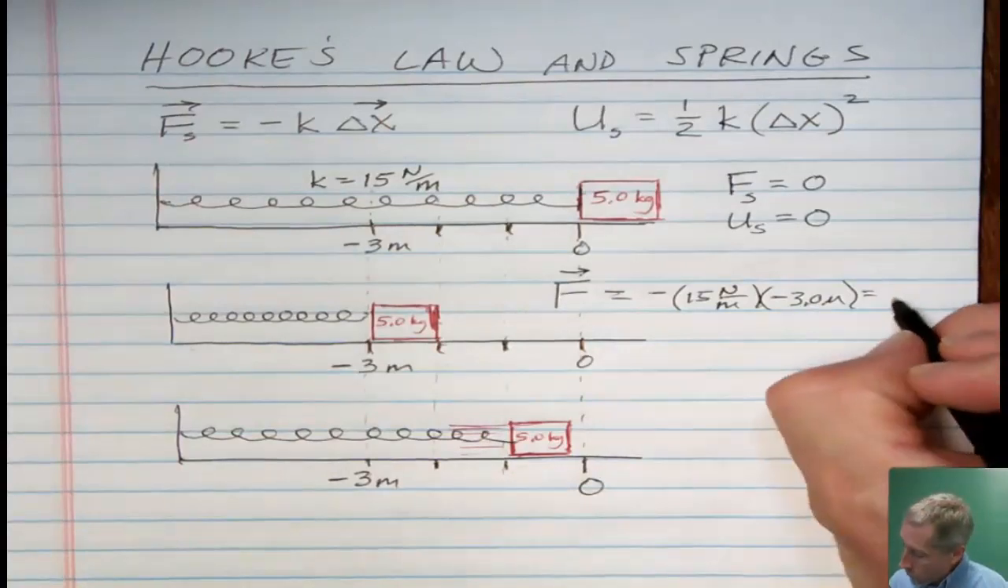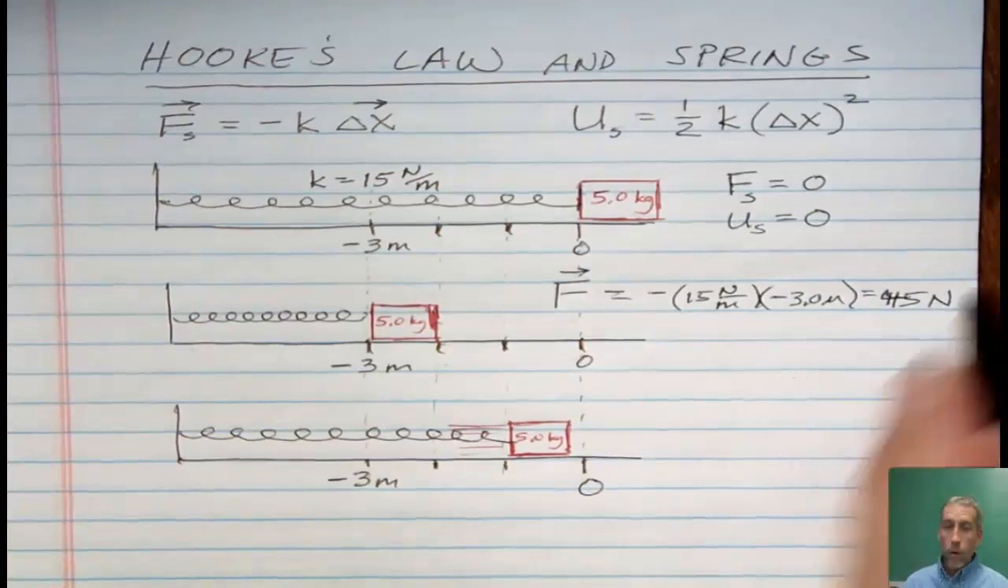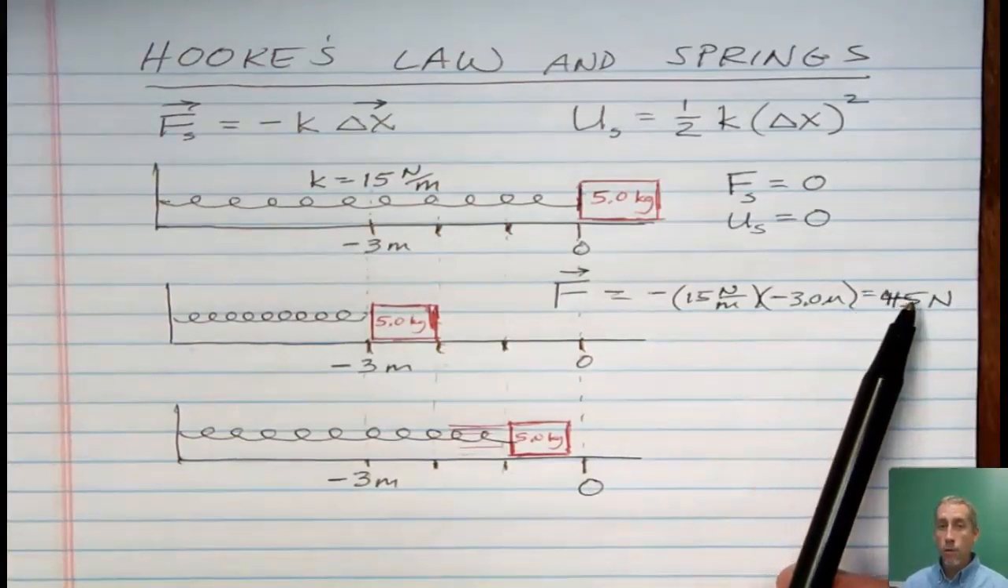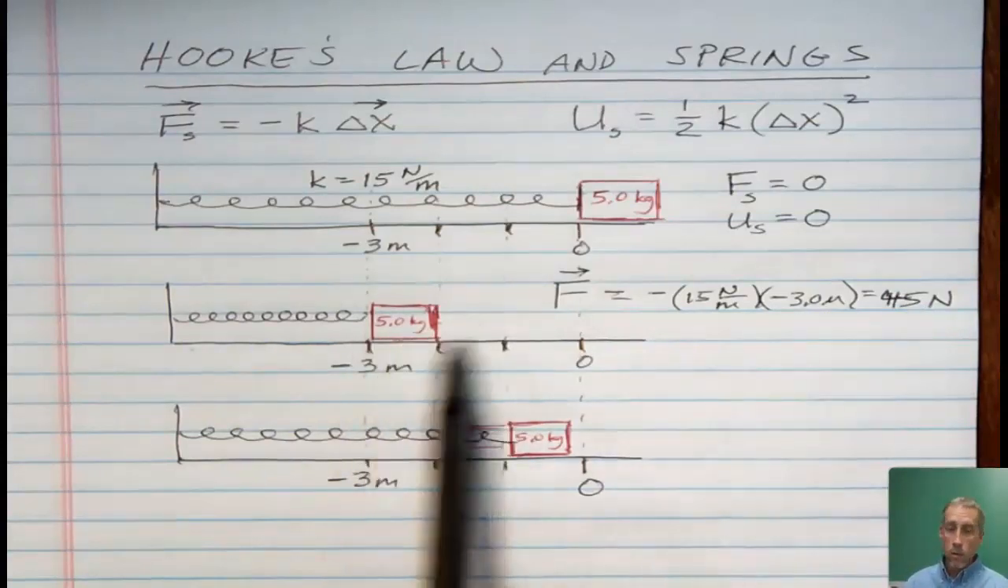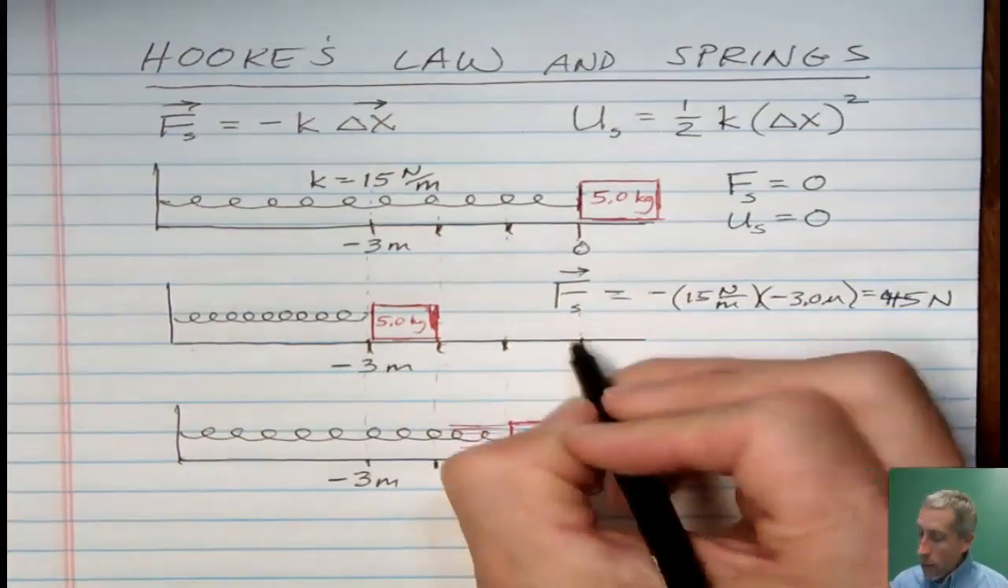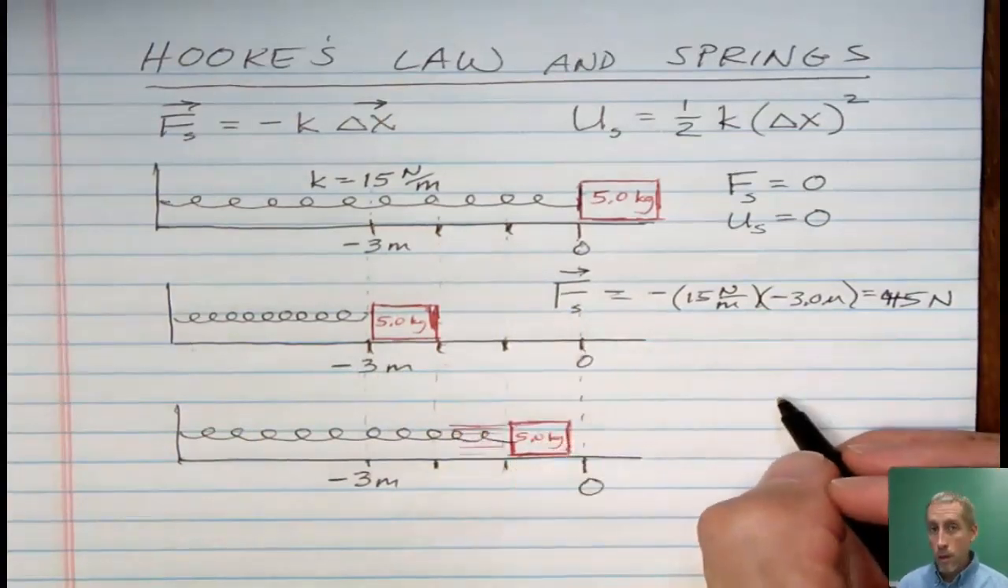So I'm going to get 45 newtons of force. And that comes out positive, which tells me that the spring is exerting a rightward force, as we would expect it to if we squished it leftward. So that's my spring force. How much energy has been stored in the spring?